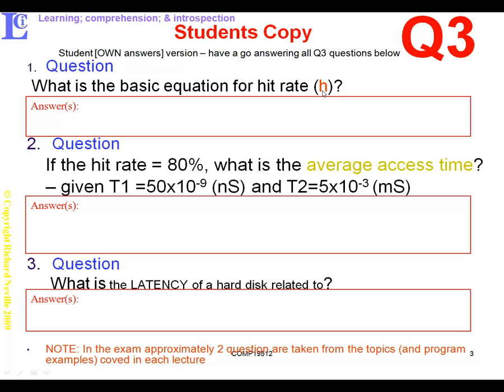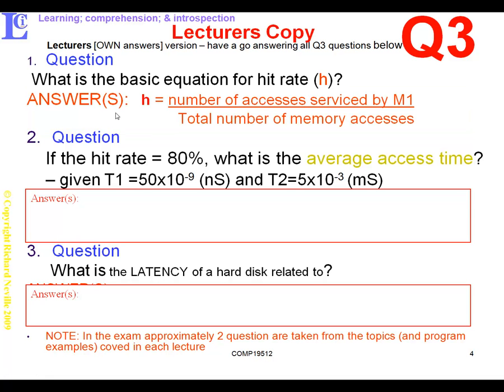The first one was this concept of hit rate. So let's interrogate the first question. Q1 and Q3 is, what is the basic equation for the hit rate? I'll leave you a few seconds to think about that. So the hit rate is the number of accesses serviced by M1 divided by the total number of memory accesses. So the total number of memory accesses serviced by M1 and serviced by M2 added together.